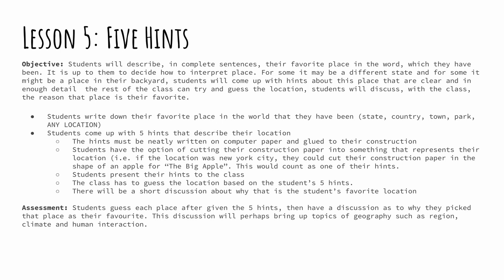After that, they'll come up with 5 hints that describe their location. These must be neatly written on computer paper and then glued to construction paper. If students want, they have the option of cutting their construction paper into something that represents the location. For example, if my location was New York City, I would cut my construction paper in the shape of an apple for the Big Apple, and this would count as one of their 5 hints.